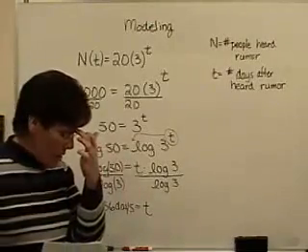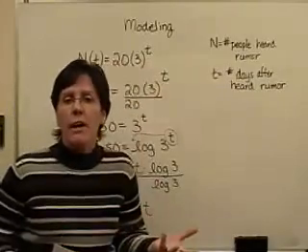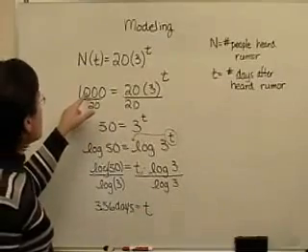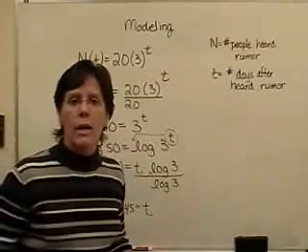So first time around in part A, we gave you a value for the independent variable t. We said 5 days, find out how many rumors. Here we gave you a value for the dependent variable n, 1,000 people. How long will that take? And we had to solve an exponential equation.